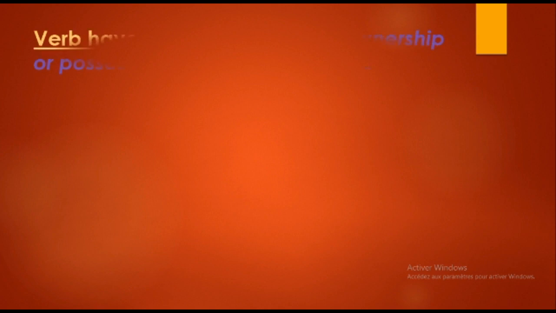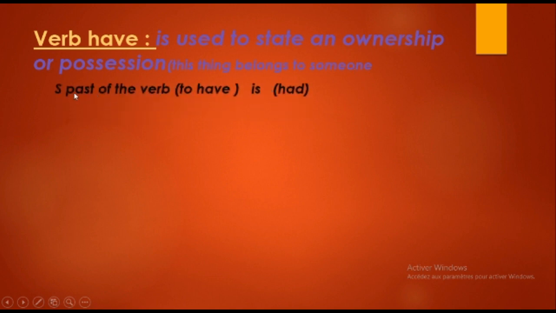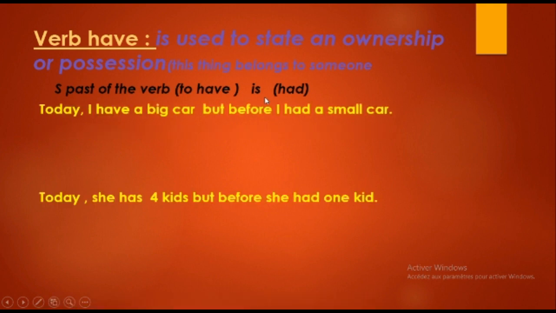Okay, now let's start. Before getting started, it's good to know that the verb have is used to state ownership or possession. What do we mean by ownership or possession? It means that this thing belongs to someone. Yes, and you should remember that the simple past of the verb to have is had. Yes, our lesson for today is the simple past of the verb have. Yes, it's had. Look, here we have 2 examples.